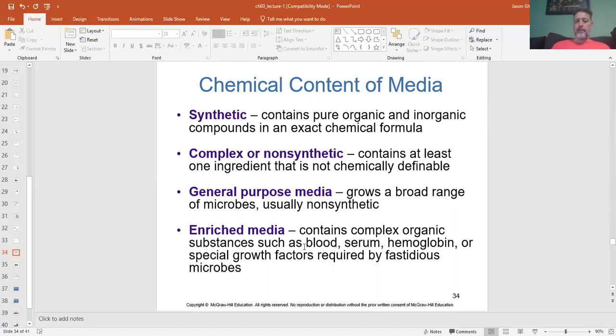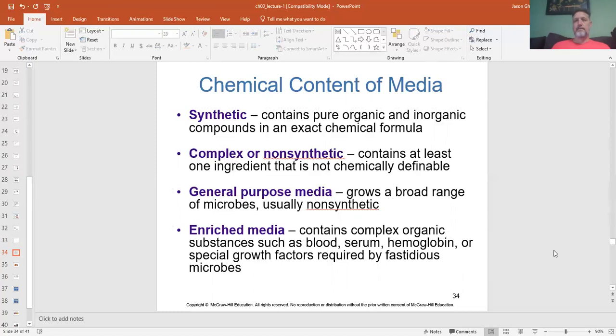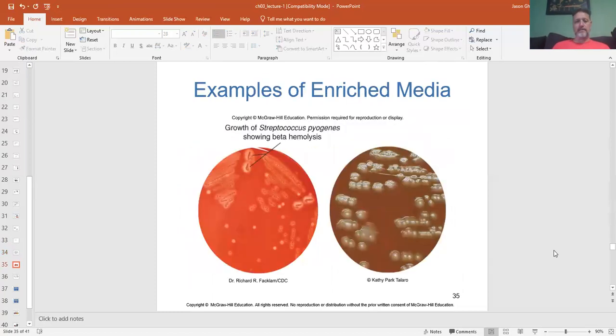Enriched media are either blood serum, hemoglobin, or something special to grow a fastidious organism. I want you to know that term, fastidious microbes. Fastidious means that they are very picky. They're hard to grow unless you have these enriched media. So know that term, fastidious.